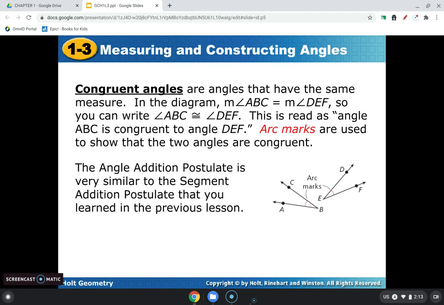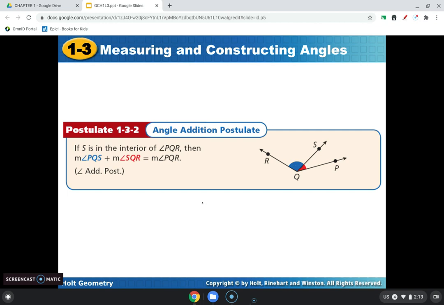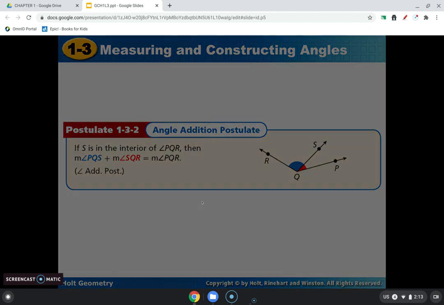Okay, so angle addition is just like the segment addition postulate, except it deals with angles. And so here's your angle addition postulate. If you've got the blue angle and the red angle, and S is on the inside, then the blue plus the red equals the whole angle. So the two parts equal the whole thing.